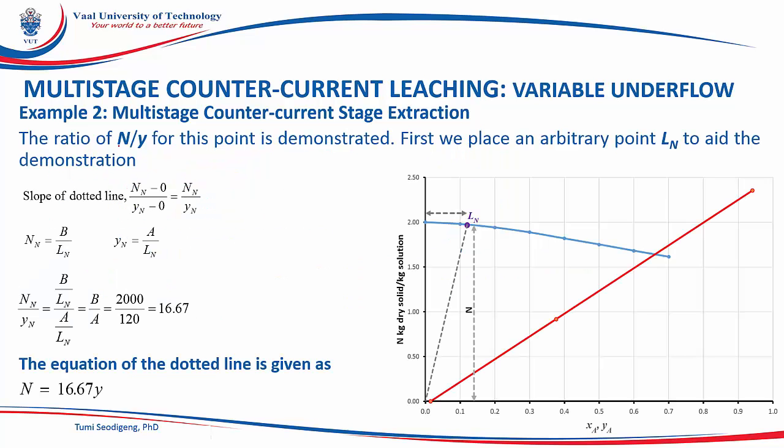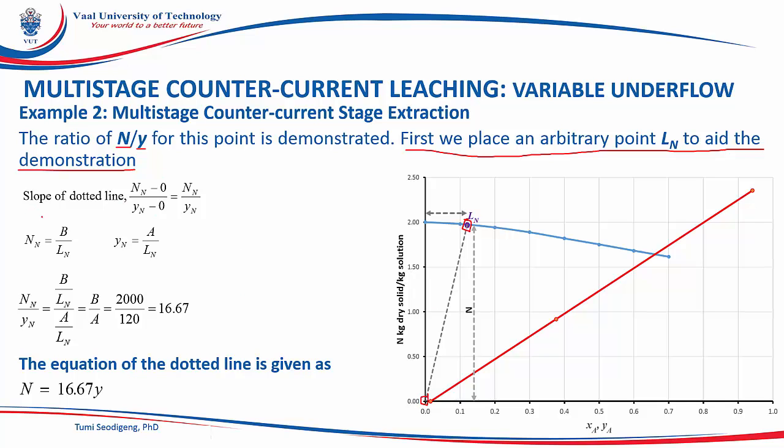First, the ratio of N versus Y for this point can be demonstrated on the figure here. First, we place an arbitrary point Ln to aid our demonstration. This is just an arbitrary point Ln. We place it here. You can choose any position. If we have this point placed, we can draw a dotted line from this point to the 0, 0 coordinate here.